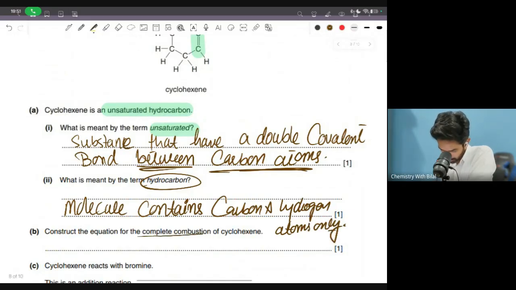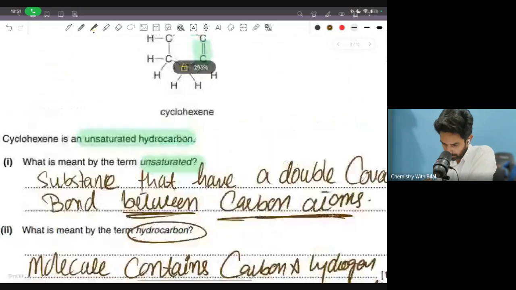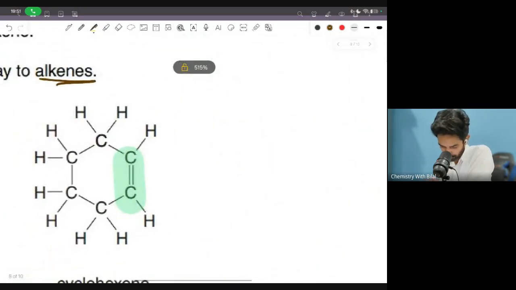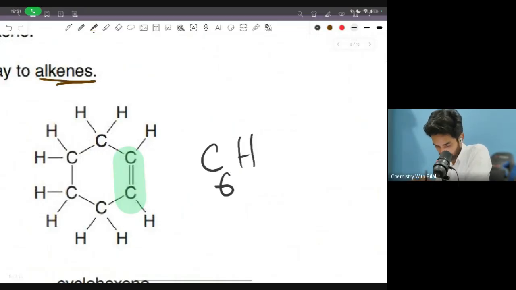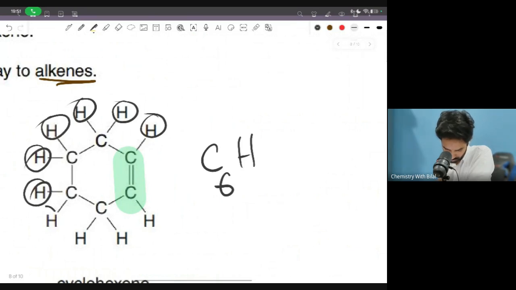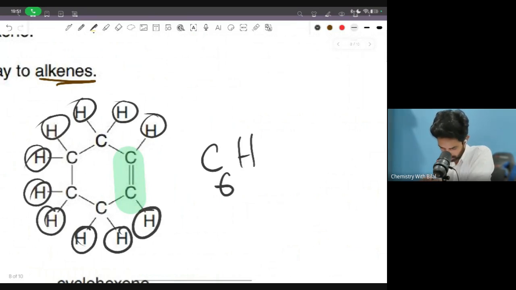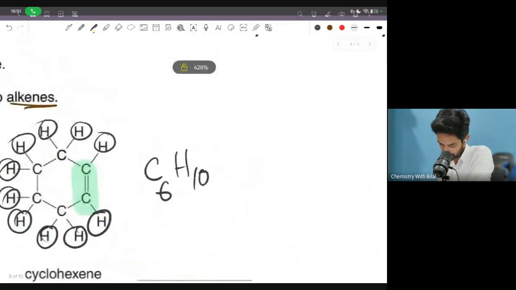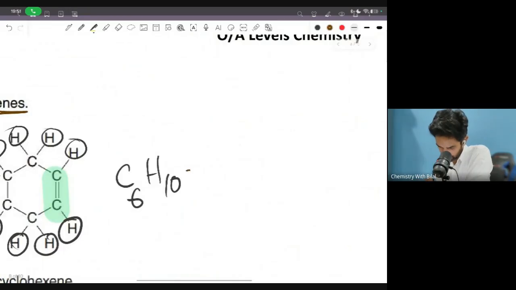Construct the equation for the complete combustion of cyclohexene. अगर हमने equation लिखनी है तो we should know the molecular formula. अगर इसमें total carbon count करो, it has 6 carbons. And if hydrogens count करो तो it has 10 hydrogens. 1, 2, 3, 4, 5, 6, 7, 8, 9 and 10. So it has 10 hydrogens. जब इसकी complete combustion करेंगे, that means we are reacting it with oxygen. ऐसा ही है ना, oxygen से reaction कर रहे हैं.